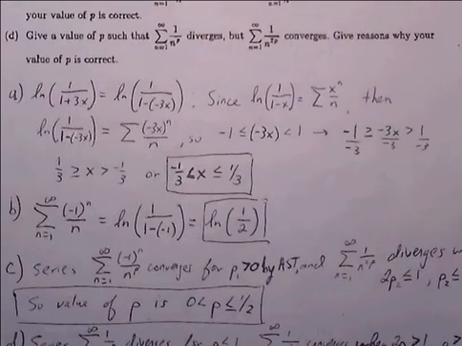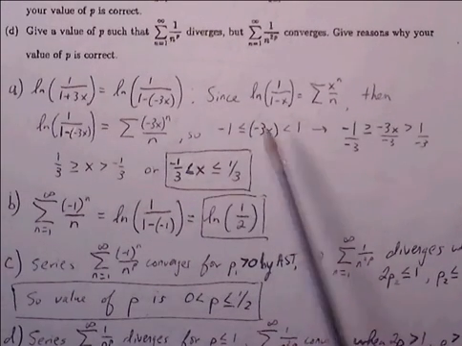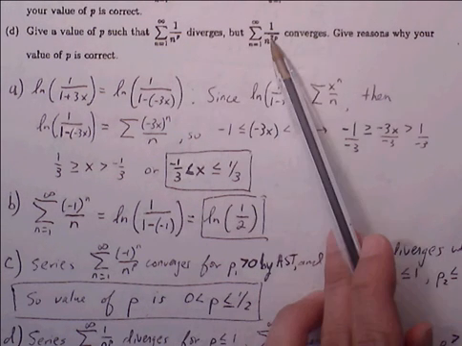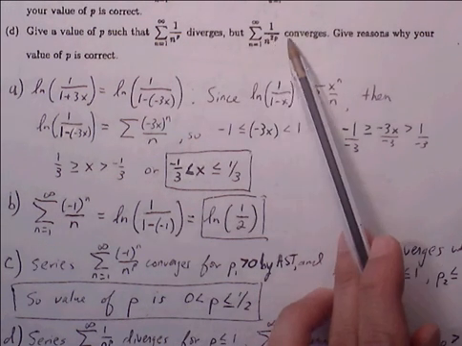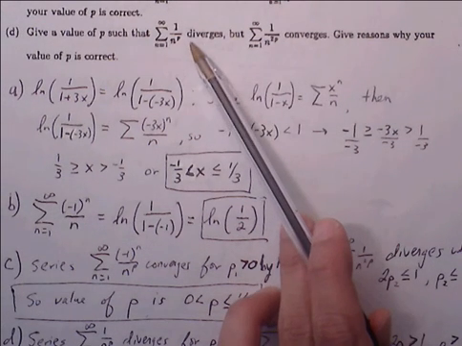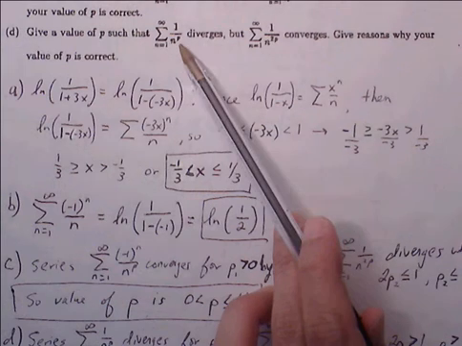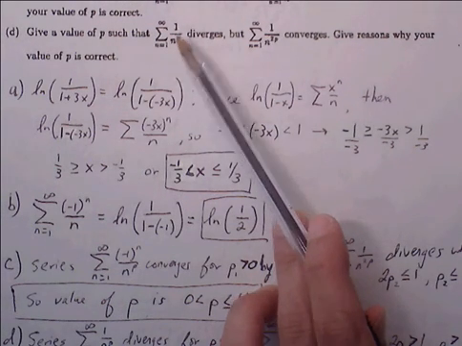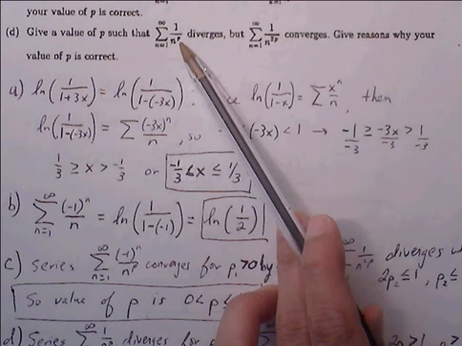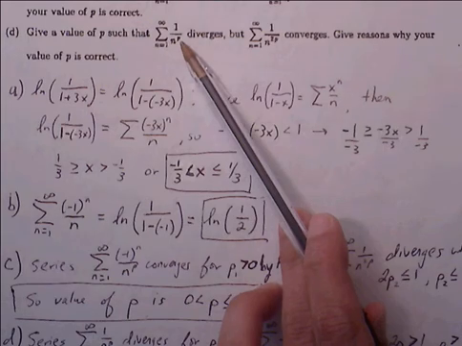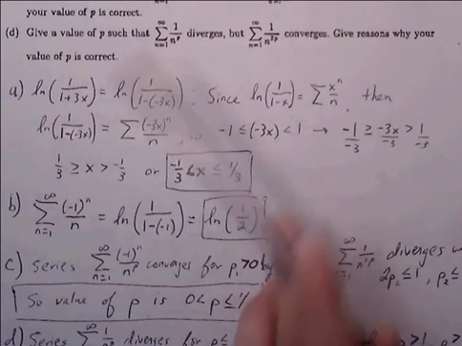Okay, part D. Give a value of p such that the series of 1 over n to the p will diverge, but the series of 1 over n to the 2p will converge. Alright, so if we think about this series, we know that it will diverge as long as p is less than or equal to 1, or between 0 and 1. As long as it's between 0 and 1, with 1 included, then we know the series will diverge.